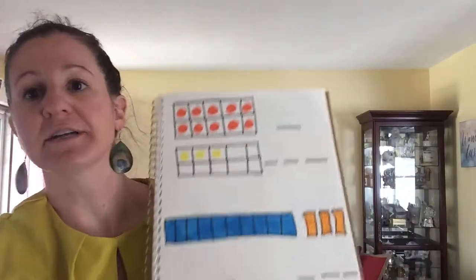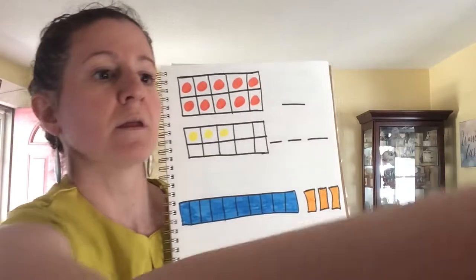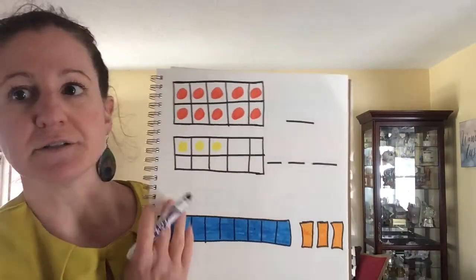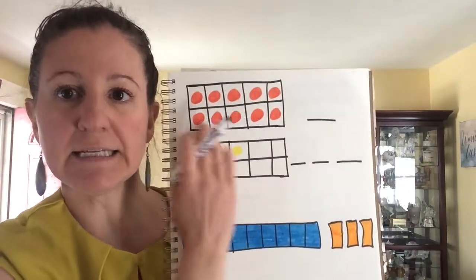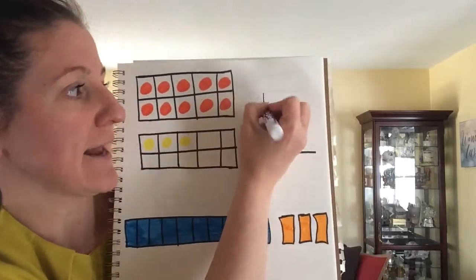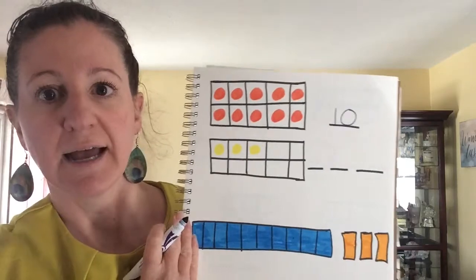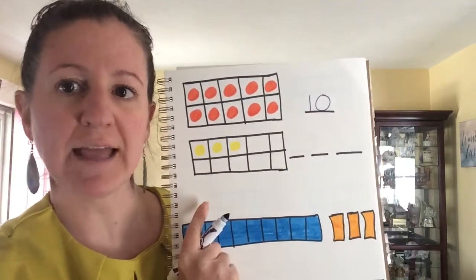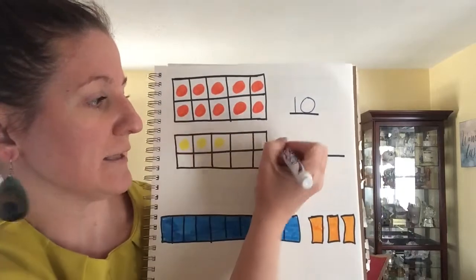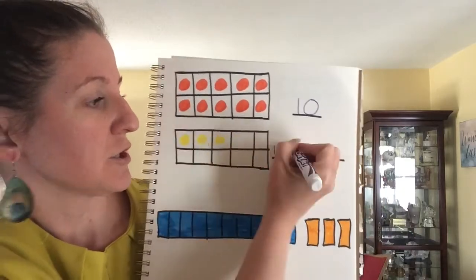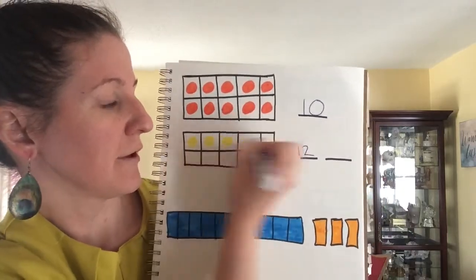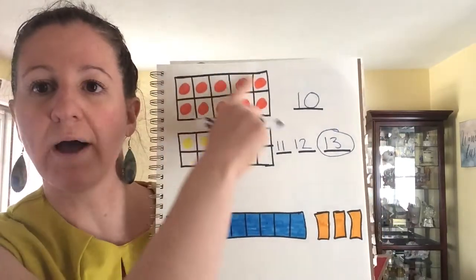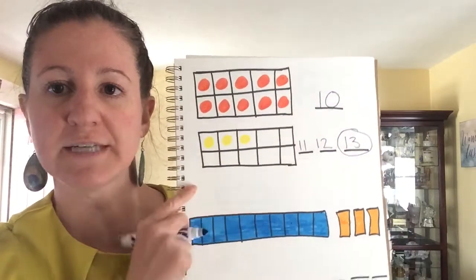I'm going to show you another example using some 10 frames. If you look here, my first 10 frame is completely filled. When I see a 10 frame that's completely filled, I know that there are 10 counters there. And now I'm going to use my second 10 frame that has some extras in it, and I'm going to count those. So ready? I'm going to say 11, 12, 13. 13 is how much is represented by these two 10 frames.